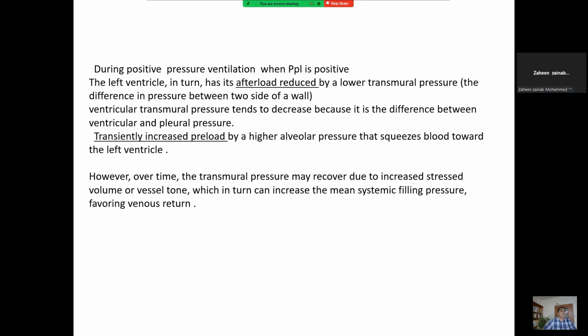Transmural pressure is the difference between the two sides of the wall of the ventricle. Ventricular transmural pressure tends to decrease because it is the difference between ventricular and pleural pressure. Preload is transiently increased by a higher alveolar pressure that squeezes blood toward the left ventricle. However, over time, the transmural pressure may recover due to increased stressed volume or vessel tone, which in turn can increase the mean systemic filling pressure, favoring venous return.